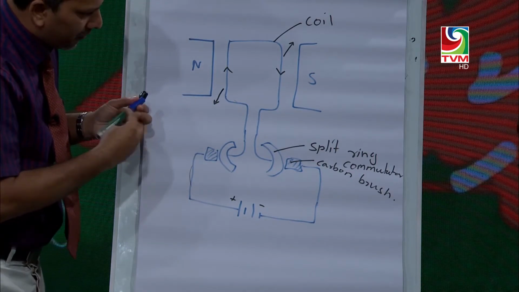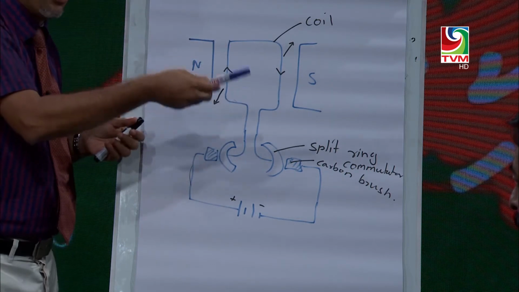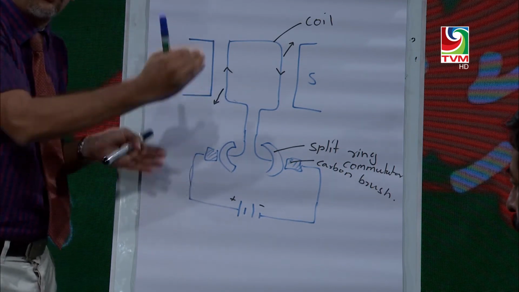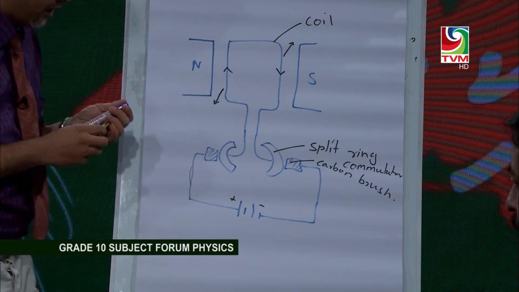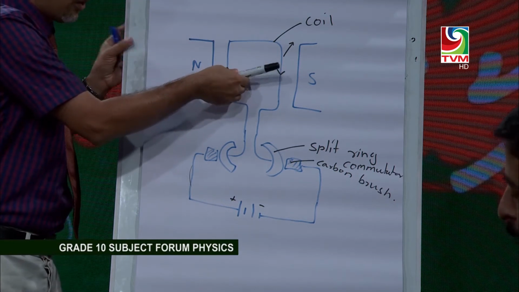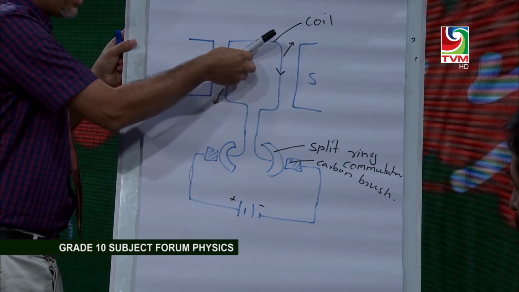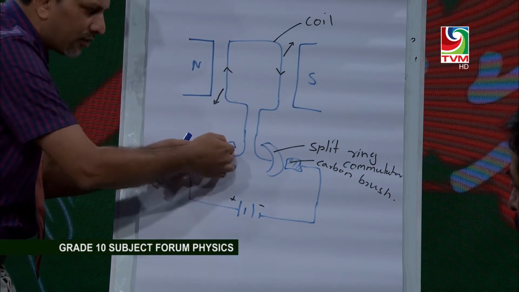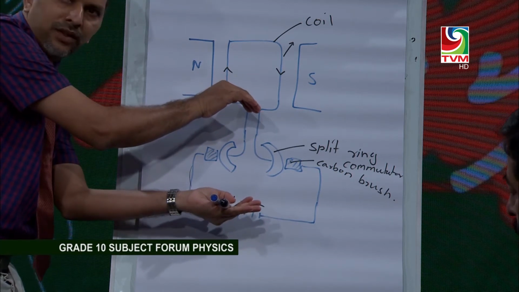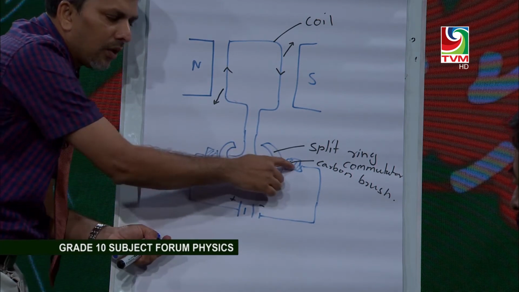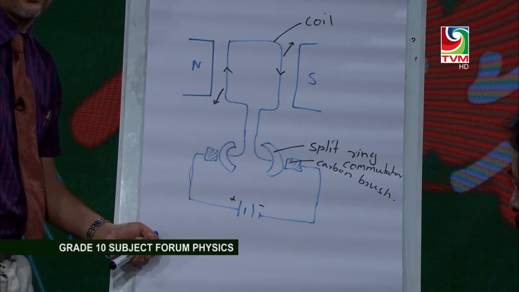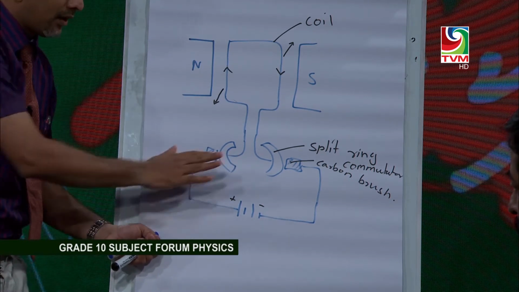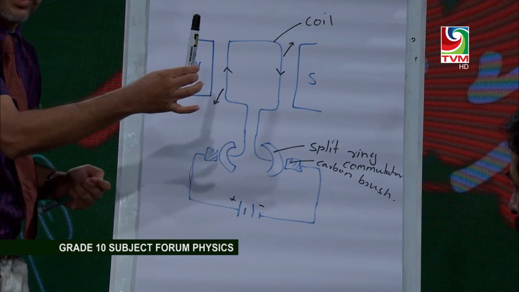Now, when the coil rotates, the split ring commutator also rotates. Now the coil is in horizontal position, then it is going this way. When it reaches vertical position, the split ring commutator also reaches like this. At that time the commutator is not touching the carbon brush. So what happens to the current in the coil? Current in the coil stops. Now the coil is at vertical position.